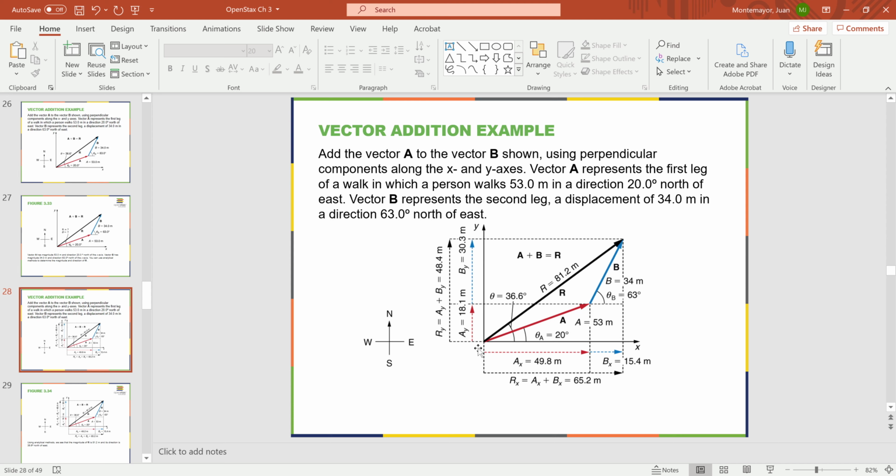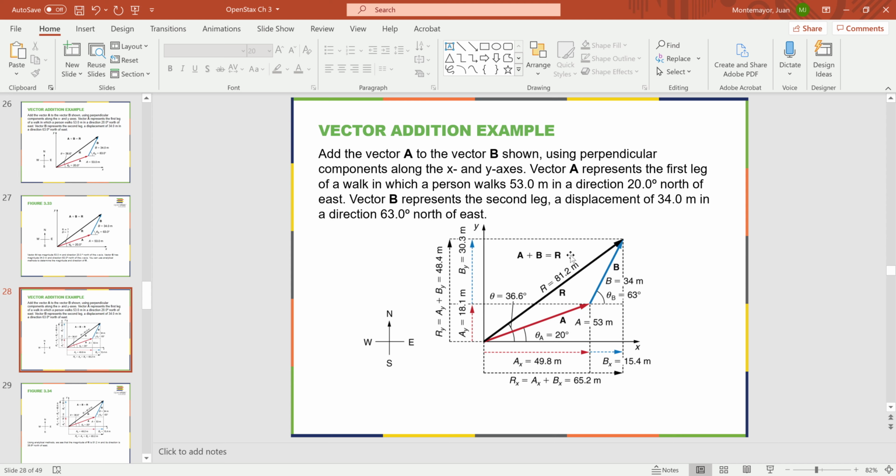Okay, so if we do the Pythagorean theorem, a squared plus b squared equals c squared, we can solve for this 81.2 meters. We'll do 65.2 squared plus the 48.4 squared, and then we're going to have to square root that entire thing. And that'll give us the 81.2 meters.